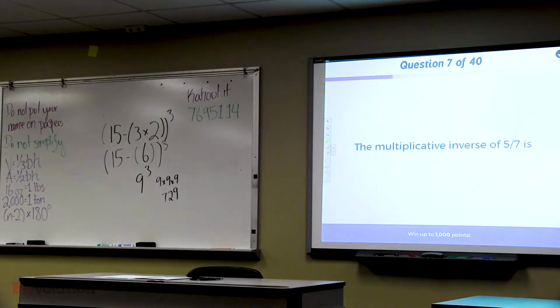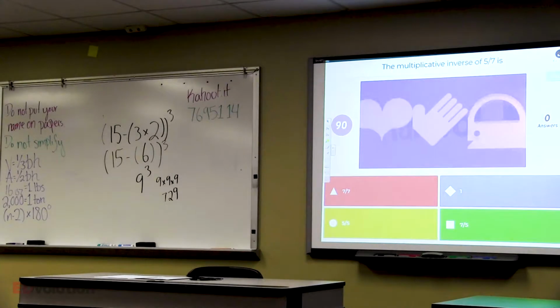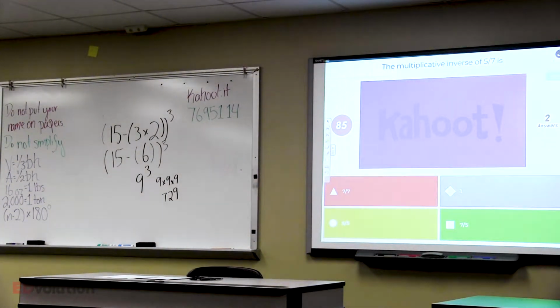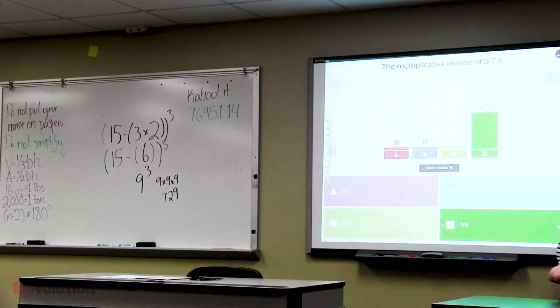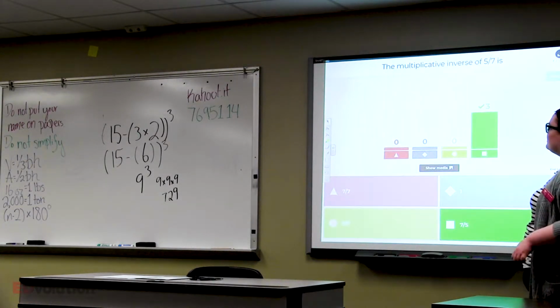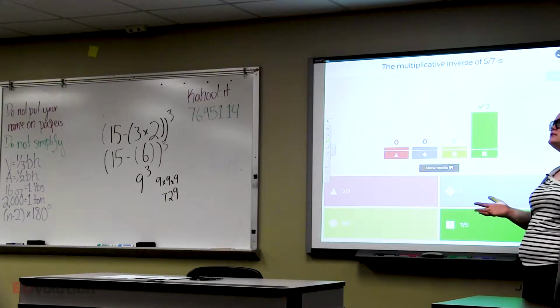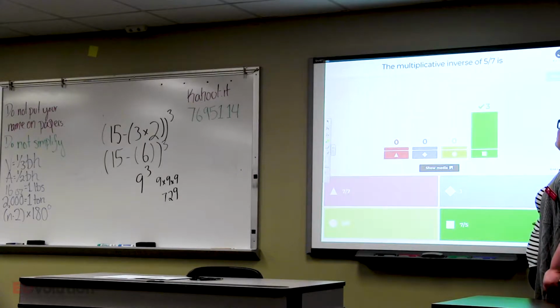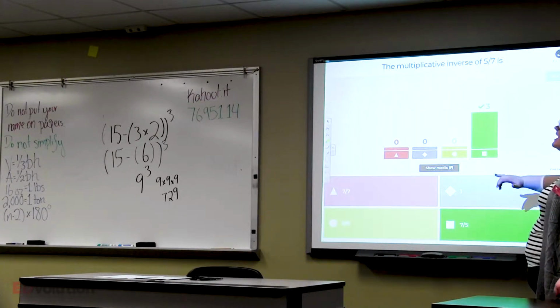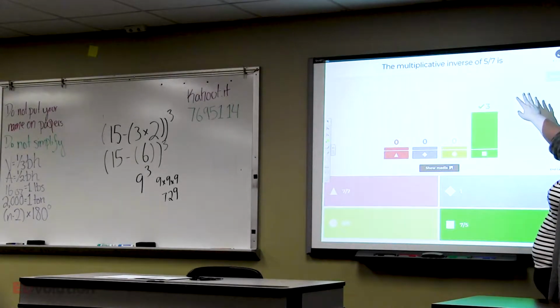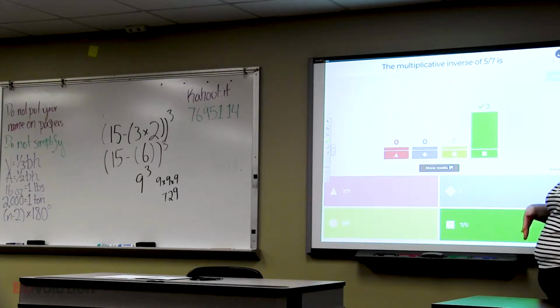The multiplicative inverse of 5/7 is what? Good job. The purpose of the multiplicative inverse is that it's something you can multiply by a fraction to equal 1. And so you just have to take it and flip it. If this was a negative, however, you would also want to remember that your multiplicative inverse would also be a negative. It doesn't apply to this question, but it could apply to the MOCA.